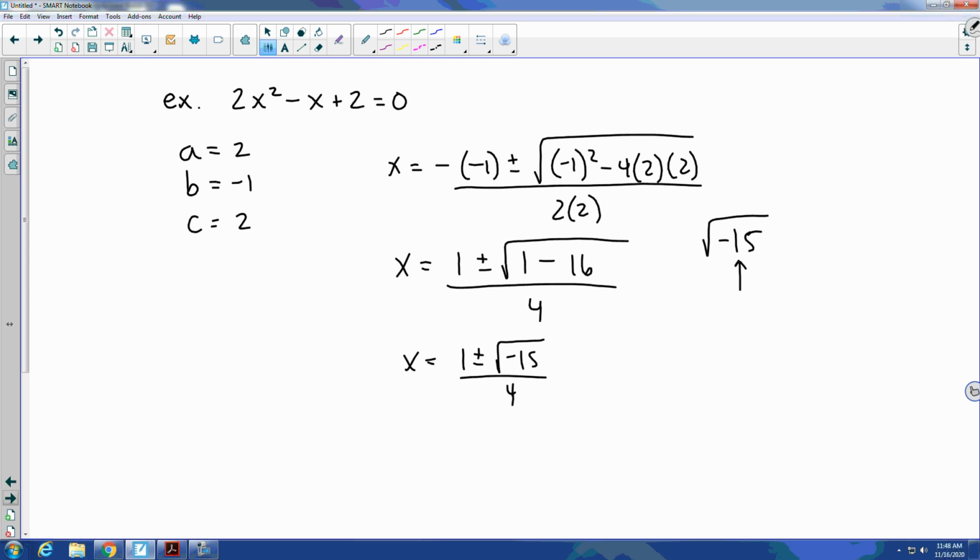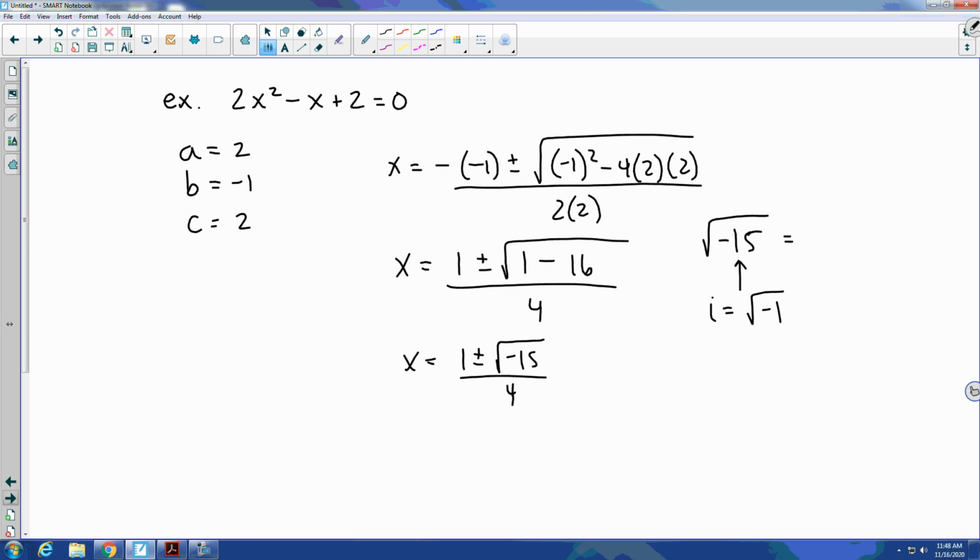So to handle this, we have to introduce a new set of numbers, which are called the imaginary numbers. And that number is i, and it equals the square root of -1. i is the value that when you square it, gets you a negative value of 1.